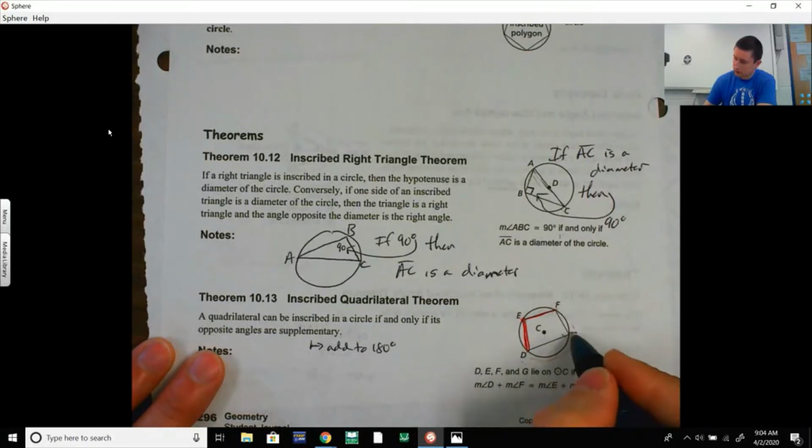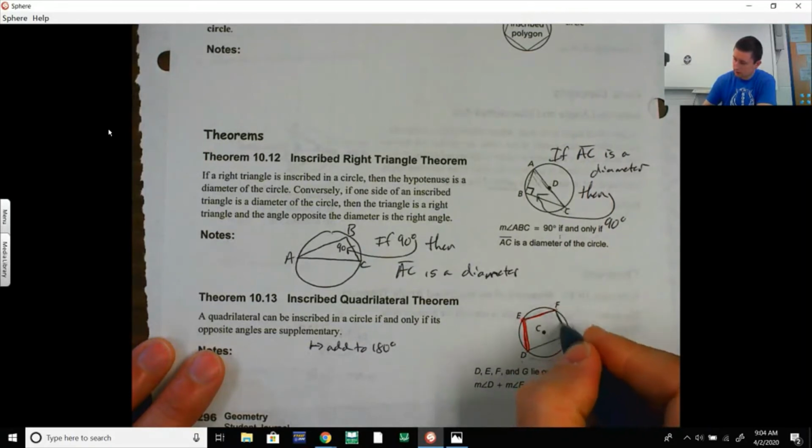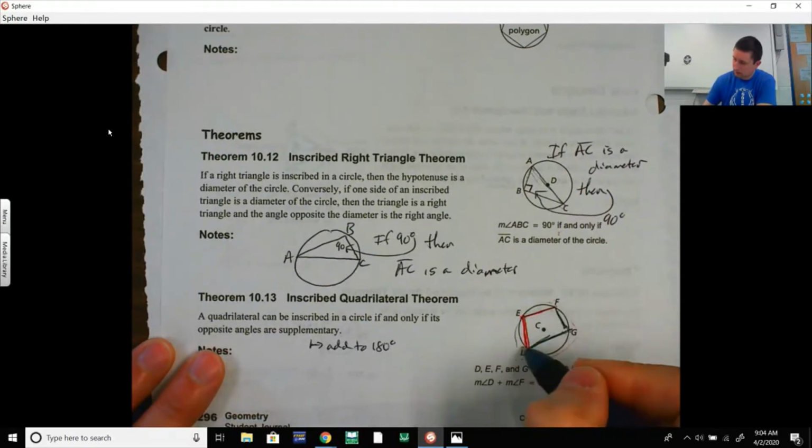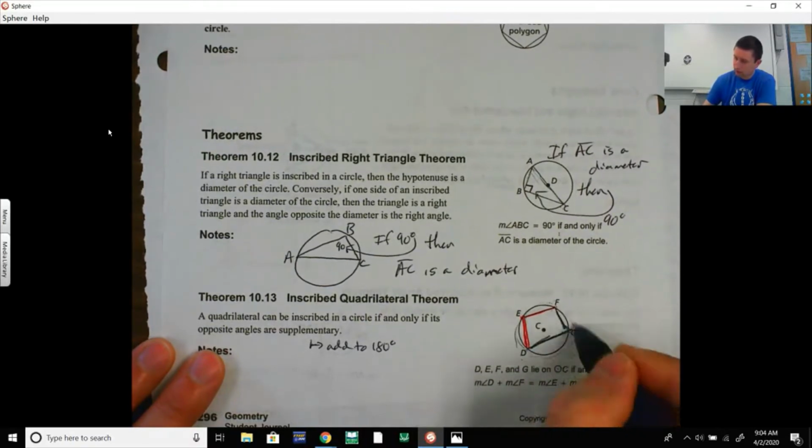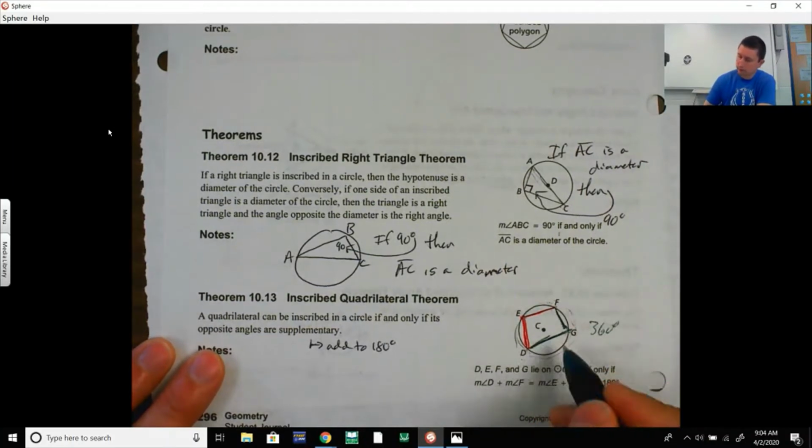Whereas FG, angle G, intercepts the arc DEF. So between those two angles, the whole circle is included. The whole circle is 360 degrees, but remember inscribed angles are half of that, so divide by 2, so they have to add up to 180.